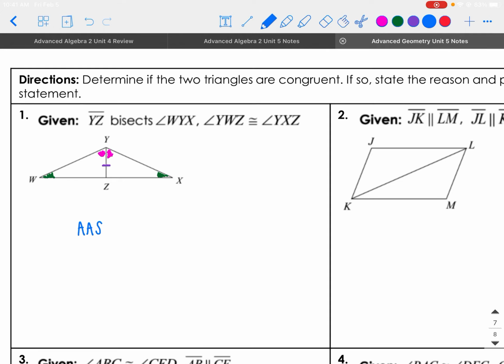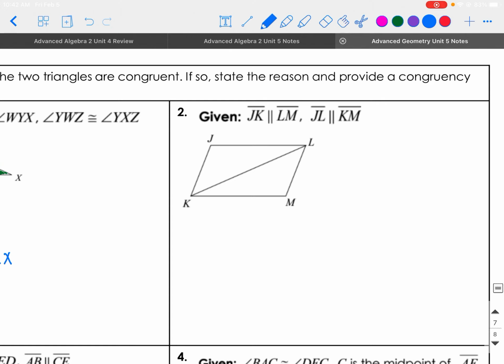And we also want to write a congruency statement. So triangle, let's just start at YZW is congruent to triangle YZX. And when you write these out, double check to make sure. Angle W and angle X should be in the same spot because they're congruent. Angle Y and angle Y should be in the same spot. So it does look like I have it correct.